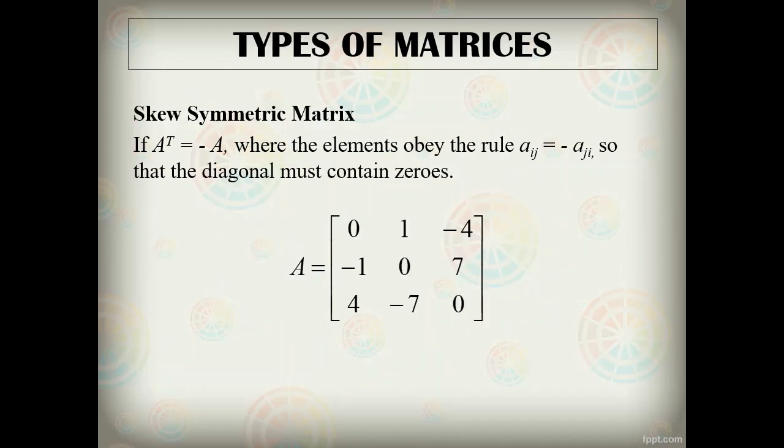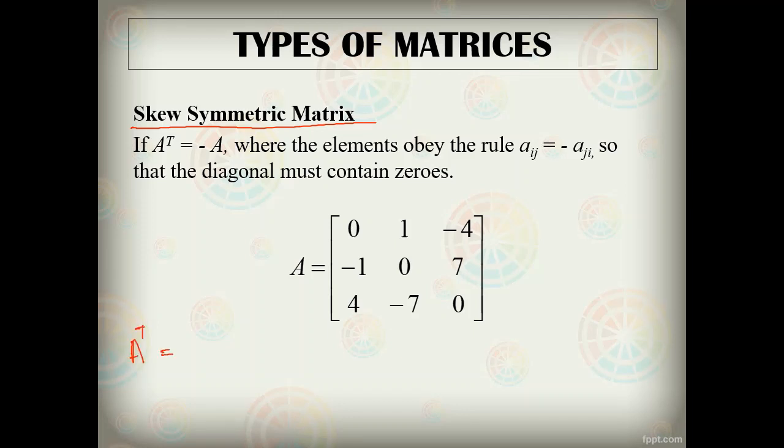Next is when your A transpose is equal to the negative A. That is called skew symmetric matrix. You must make sure that you can recognize all the types of matrices. So for example, you have this matrix A. So let us transpose matrix A.